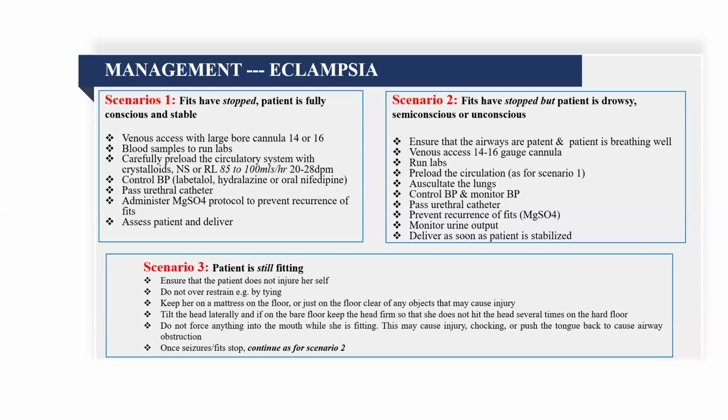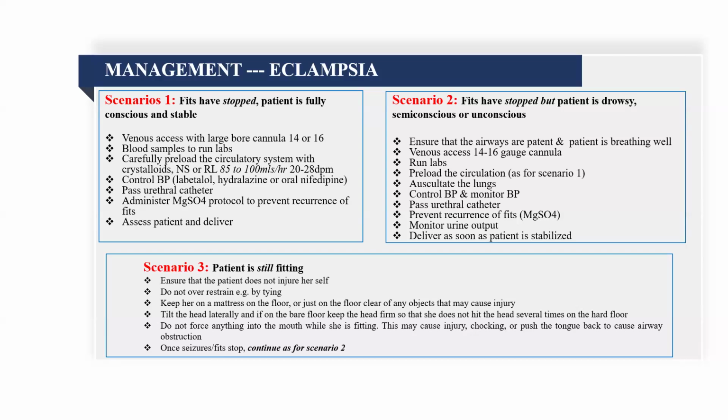So scenario 3, patient is still fitting. Ensure that the patient does not injure herself. Do not over-restrain, for example, by tying. Keep her on a mattress on the floor or even on the bare floor, and she should be clear of any objects that would cause injury to her.